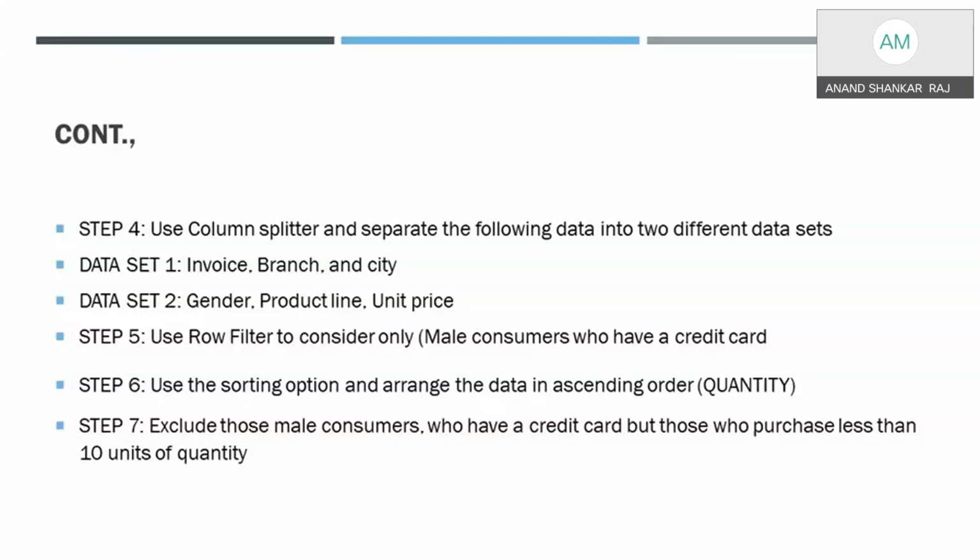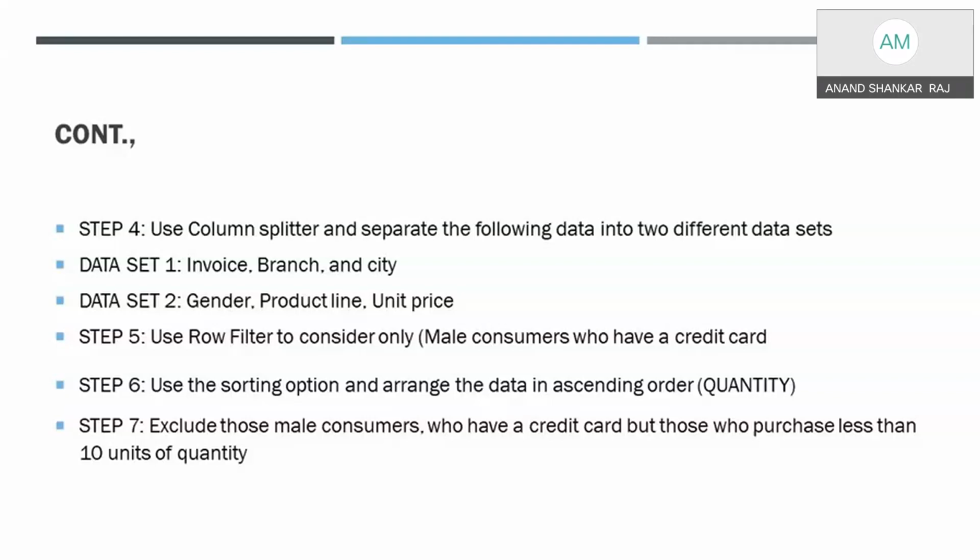Fourth, they can come out with new ideas and creativity which might help the business unit to progress in a better way. So that is the reason why we are using one particular data set and splitting it into two different categories, and we are going to understand that. Let me move to the fifth step. Use the filter node to consider only the male consumers who have a credit card.